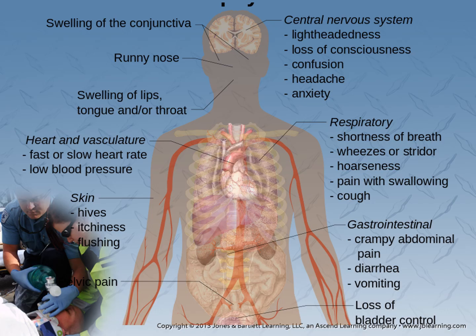The skin will have hives, itchiness, maybe flushed, all right? And then they could have pelvic pain, and we could call that GI pain, like cramping. They could end up with diarrhea and vomiting. It could go all the way to loss of bladder control. That's not a norm. Lightheadedness, confusion, headache, anxiety, all of those are maybe the H3 receptor sites.